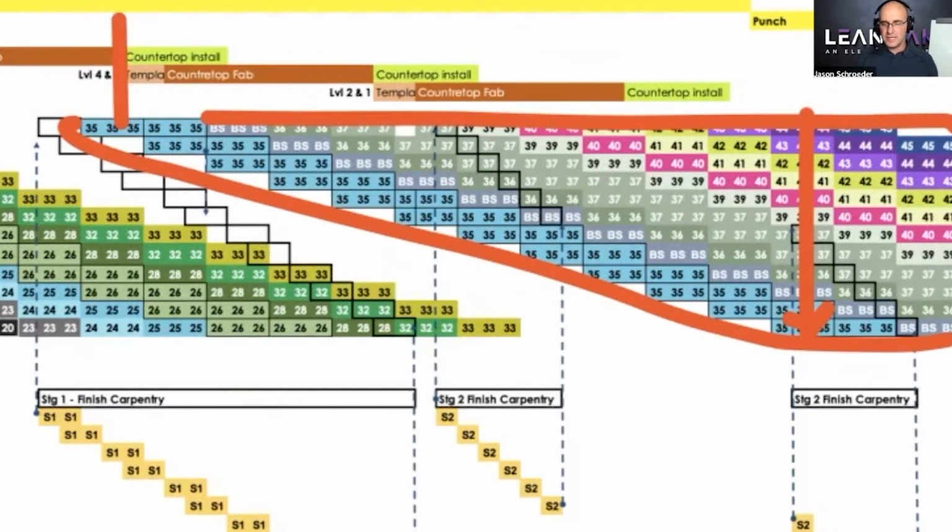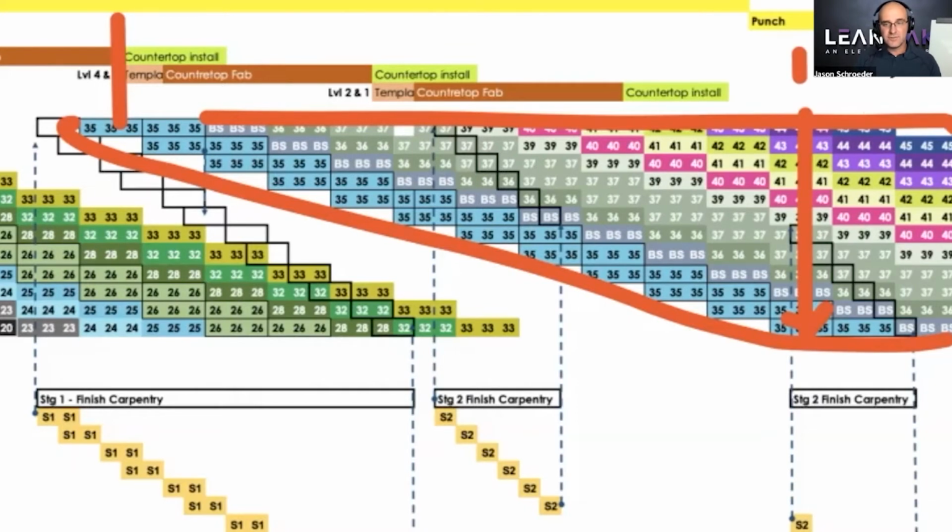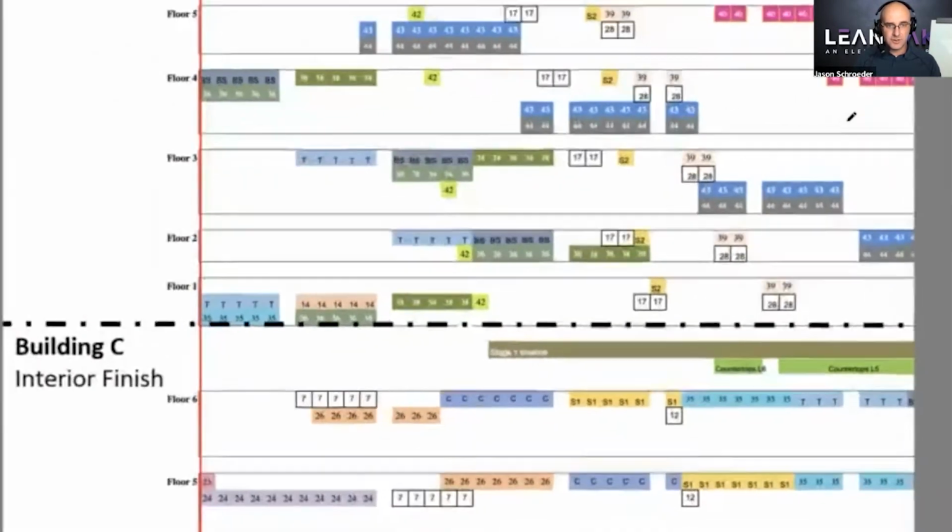If you're like, Jason, I get that you're teaching about takt planning. It won't work for my project. I don't know that it would ever work for my project. This is what I'm dealing with. That's not correct. This is a single train phase. Now, this is where it gets a little bit more complex.